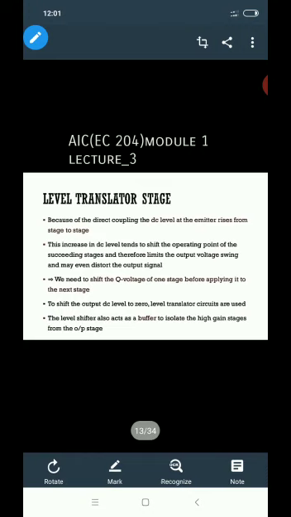Because of the direct coupling, the DC level at the emitter rises from stage to stage. This increase in DC level tends to shift the operating point of the succeeding stages and therefore limits the output voltage swing and may even distort the output signal. So we need to shift the Q voltage of one stage before applying it to the next stage. To shift the output DC level to 0, level translator circuits are used. The level shifter also acts as a buffer to isolate the high gain stages from the output stage.